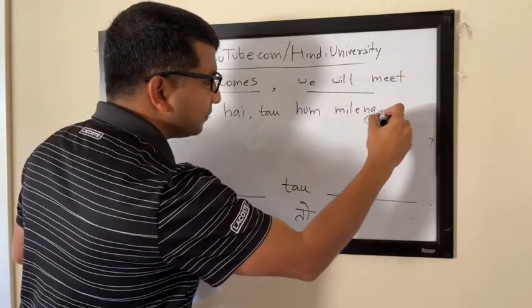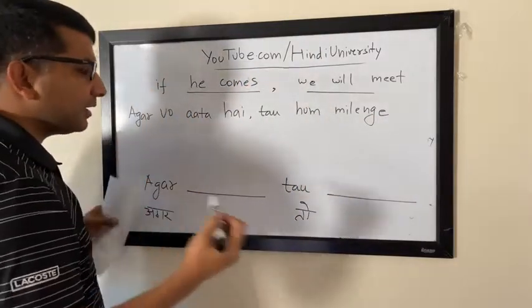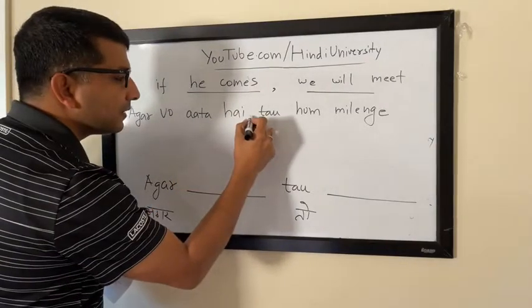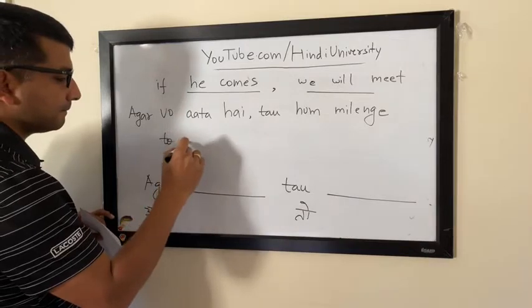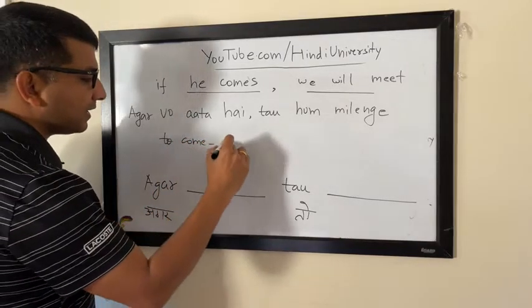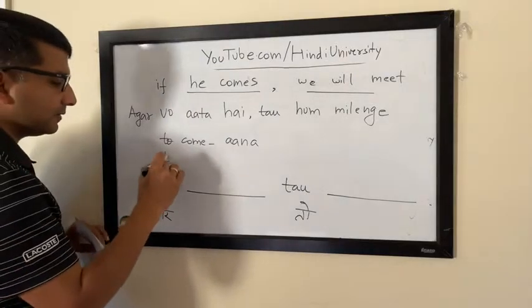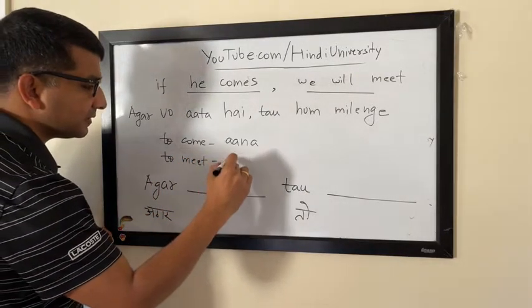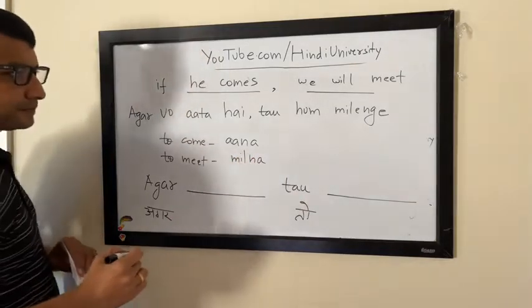Help here with the word conjugation. What is the verb here, what is the verb there, and how did you combine everything together? Atta hai is in the present simple. To come is ana. And to meet is milna. In the future tense, for her, it will be milenge.